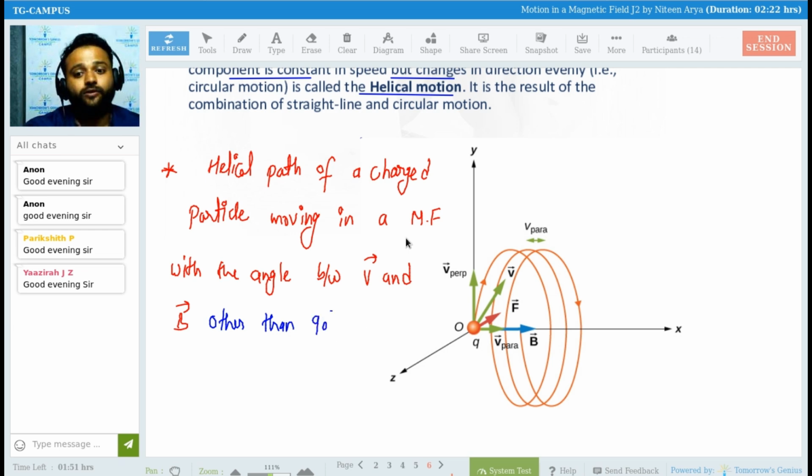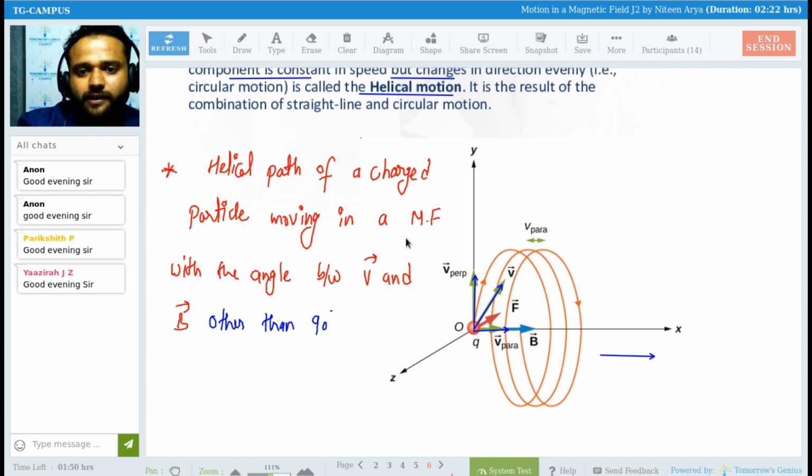Is this clear? Let me draw in a proper way. This is your magnetic field direction. This is, suppose, the electric field direction, but we are not considering this. And this is your velocity direction. This is your V parallel, which is V cos theta, and V perpendicular is V sin theta.